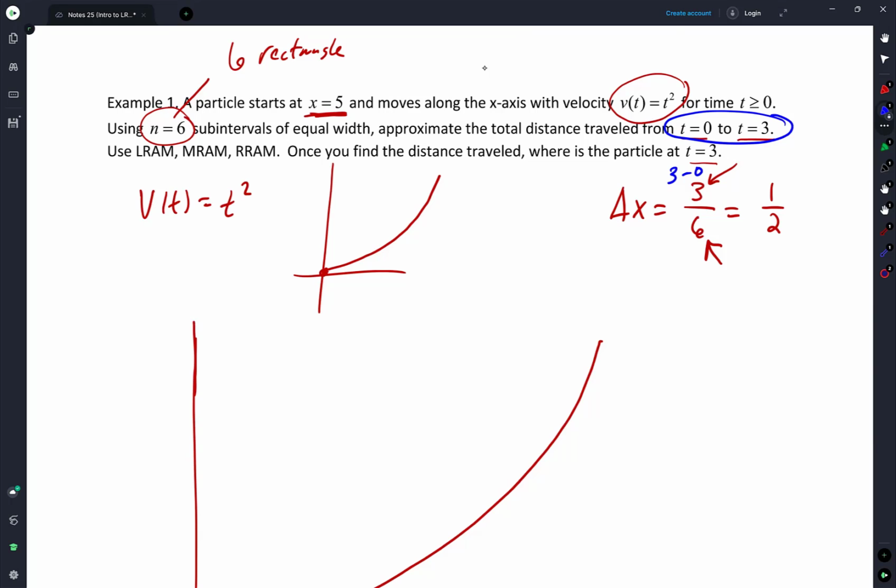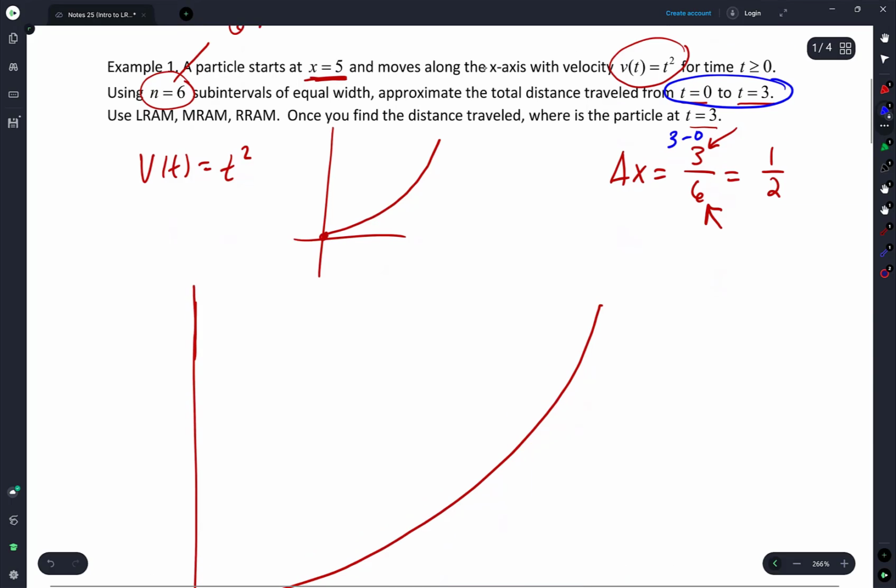Okay, so my first rectangle, I'm doing LRAM. So I'm going to do LRAM in blue. You don't have to do it in blue. You can choose whatever your favorite color is.